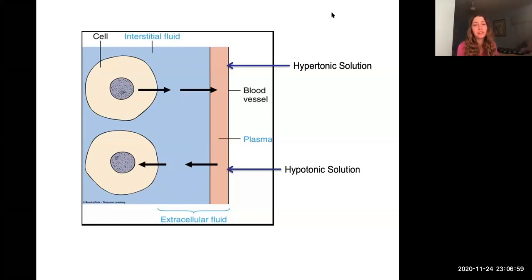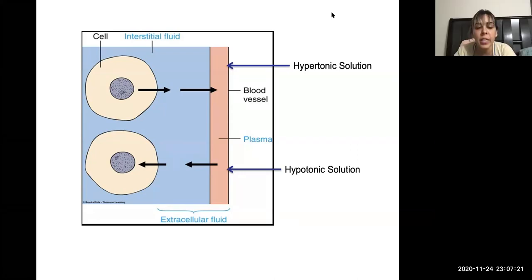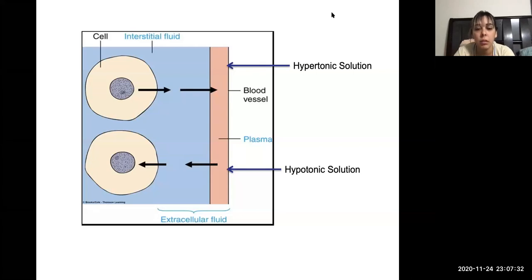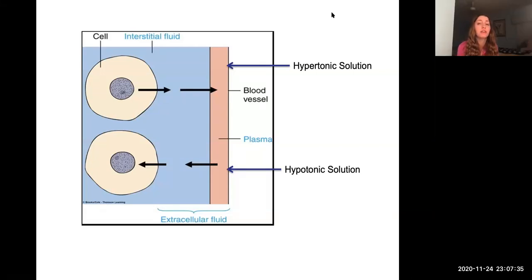Perfect. It works. So it's just showing you that in a hypotonic solution, water is going to want to go into the cell, and in a hypertonic solution, the fluid is going to want to come out of the cell. Wait, say that again. In a hypertonic solution, I thought it swells. Oh, yes. In a hypotonic solution, the water is going to want to go into the cell. In a hypertonic solution, water is going to want to come out of the cell.